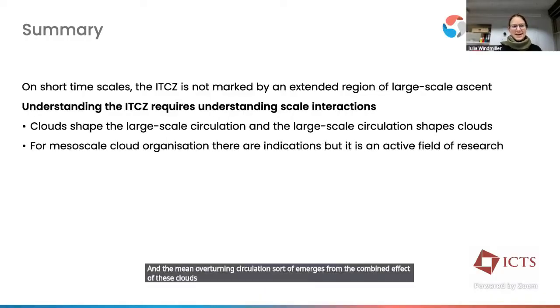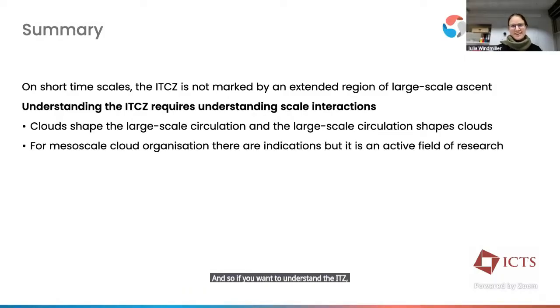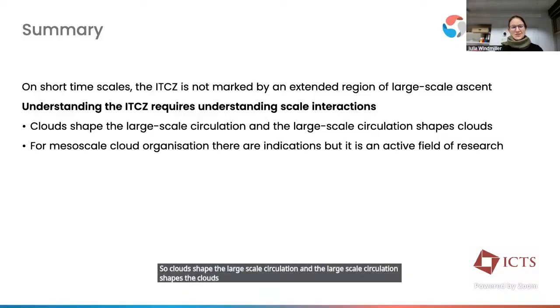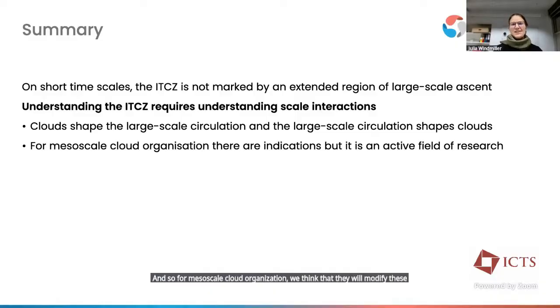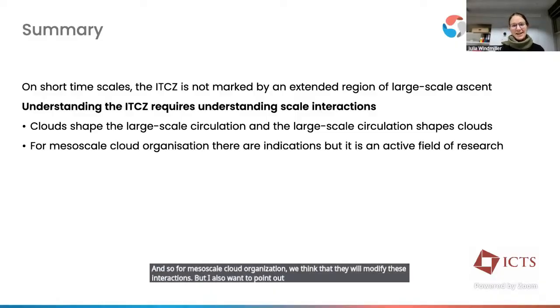So if you want to understand the ITCZ, that's fundamentally a task of scale interactions. So clouds shape the large-scale circulation, and the large-scale circulation shapes the clouds. And so for mesoscale cloud organization, we think that they will modify these interactions. But I also want to point out this is a really active field of research, and that's been fueled by these high-resolution storm-resolving simulations, where we can explicitly look at these effects.